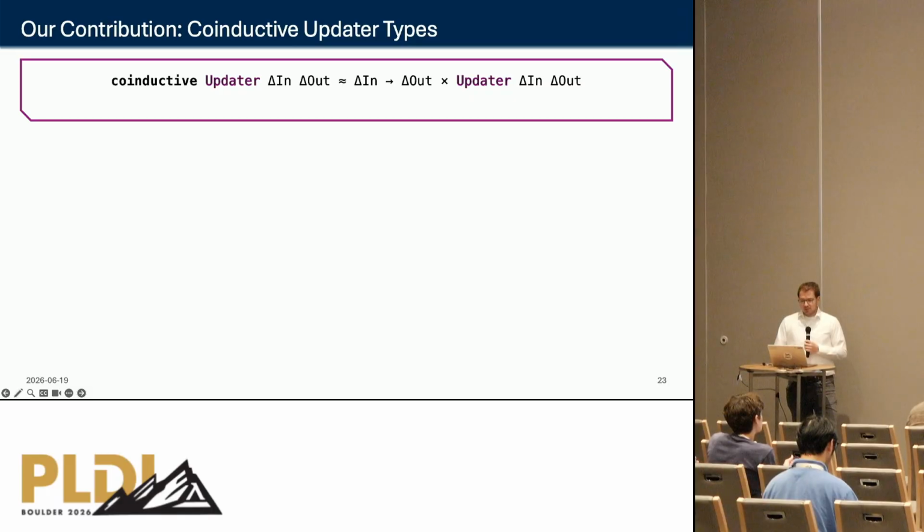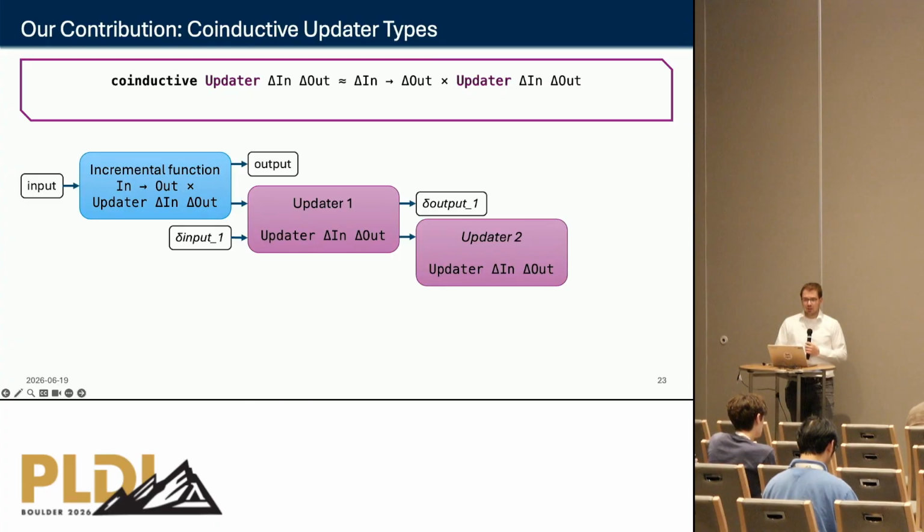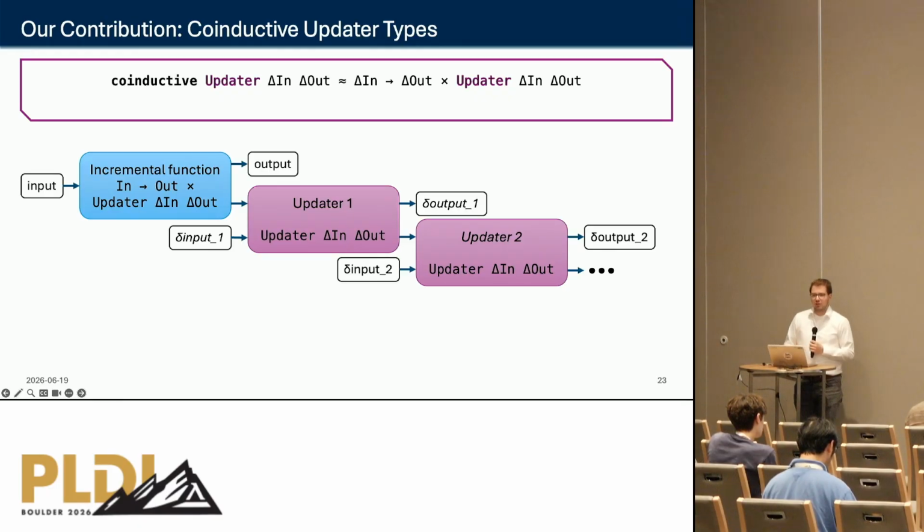We address these problems with an abstraction called updaters. So we model updaters as a co-inductive type that sends input changes to output changes, plus a new updater for subsequent changes. Concretely, an incremental function takes an input and produces an output, but in addition, we get an updater. That updater, in turn, accepts changes to the input and produces changes to the output, as well as another updater. And this updater takes input changes on top of the previous change and produces output changes on top of the previous output change, and so on.